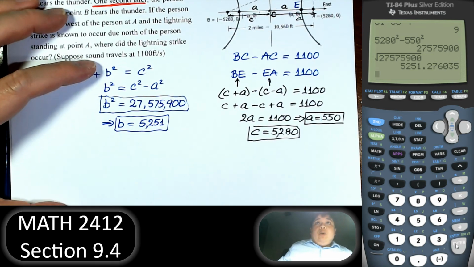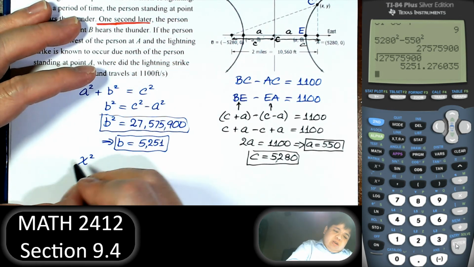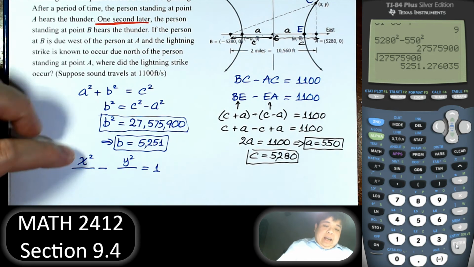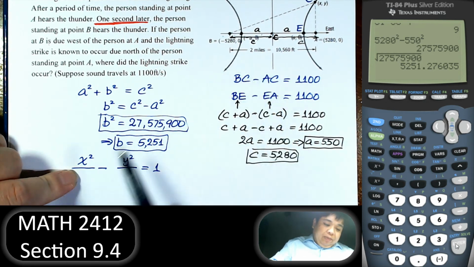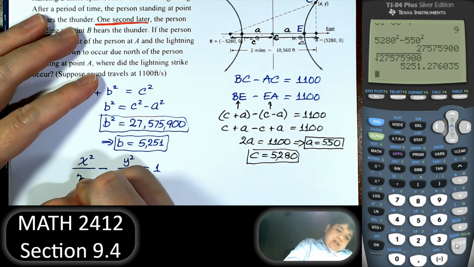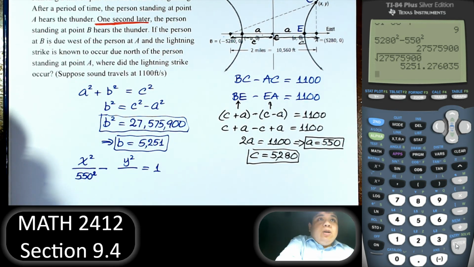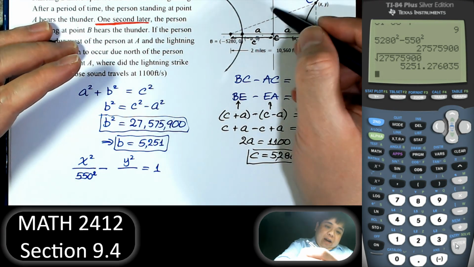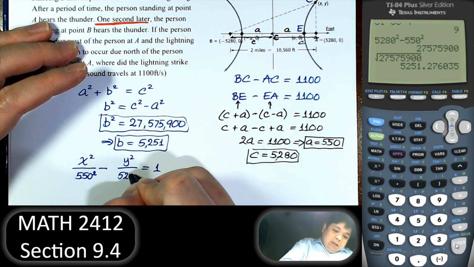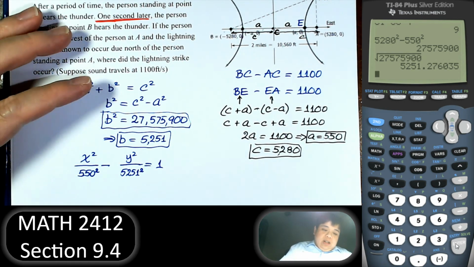Right. And the equation, this one is horizontal, so we have x squared. The center, let's say it's 0, 0. So we have x squared over something minus y squared over something equal to 1. And below the x, it's going to be left and right a units. So it's going to be 550 squared. Below the y, we go up and down b units. So it's going to be that number. So there we have the equation of the hyperbola.